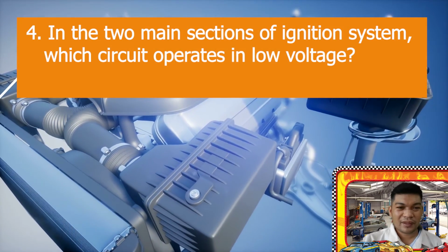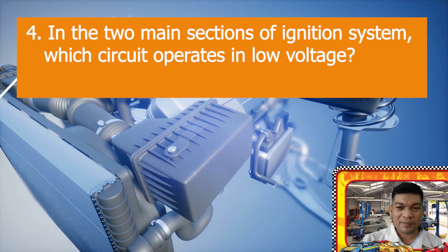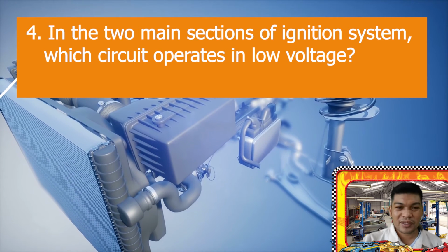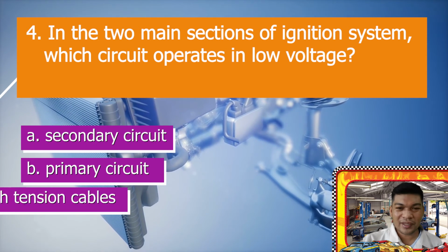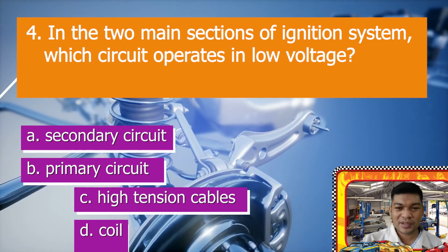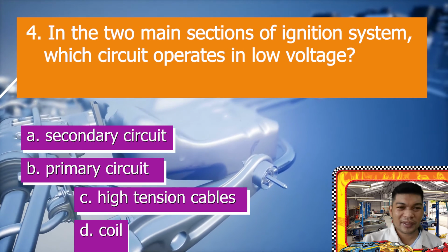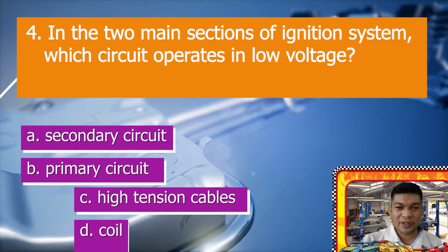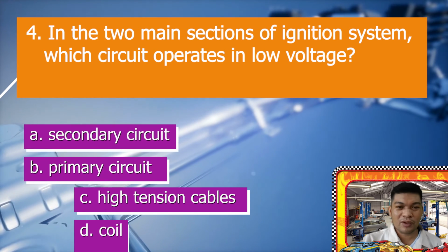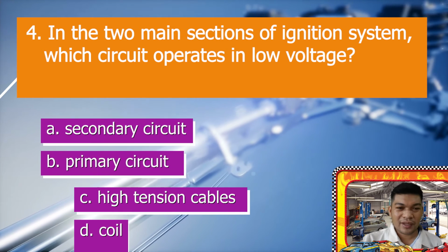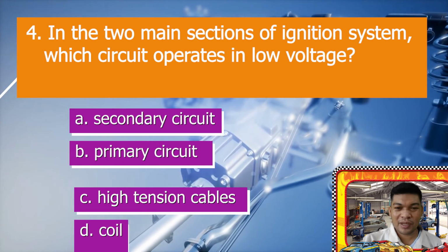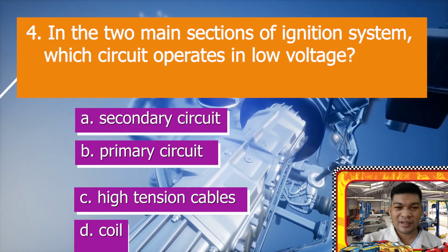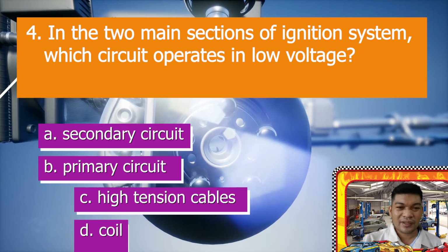Number 4. In the two main sections of the ignition system, which circuit operates in low voltage? Letter A, secondary circuit. Letter B, primary circuit. Letter C, high tension cables. Letter D, coil. What is the right answer? Very good. The answer is letter B, primary circuit.